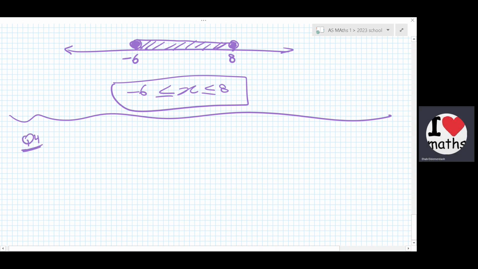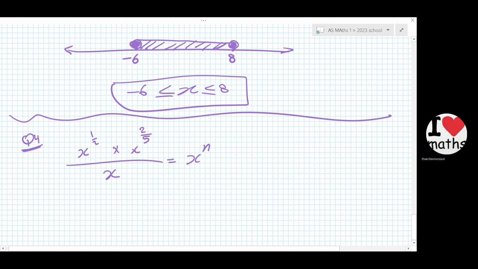or the other question, who did this question? x to the power half times x to the power of 2/5, and down we have x itself. So x to the power half multiplied by x to the power of 2/5 over x equals x to the power of n, and they are asking to find n.